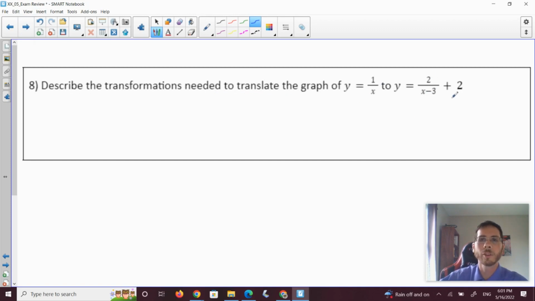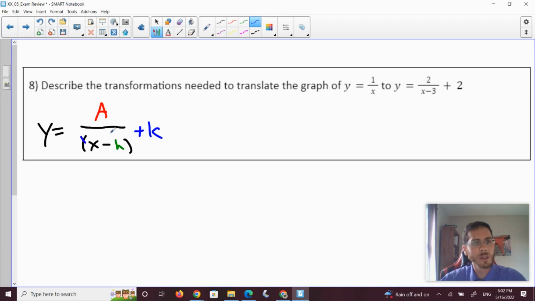For 8, describe the transforms to translate y equals 1 over x to y equals 2 over x minus 3 plus 2. This seems a lot like a question we just did also. So this is the one that's the y equals a over x minus h and then plus k. So rational equation, we got our normal form with all of our transforms.